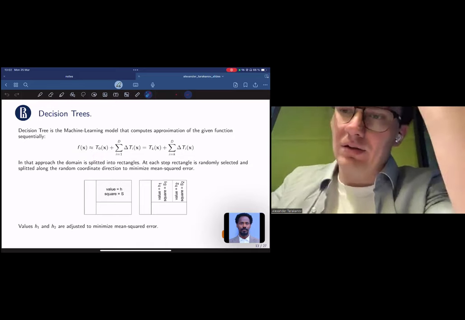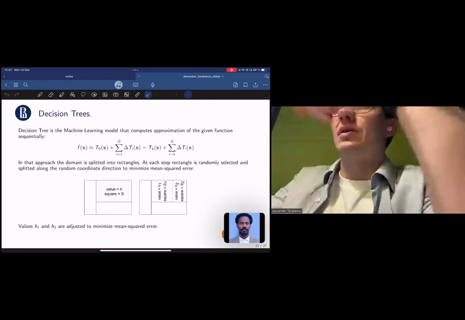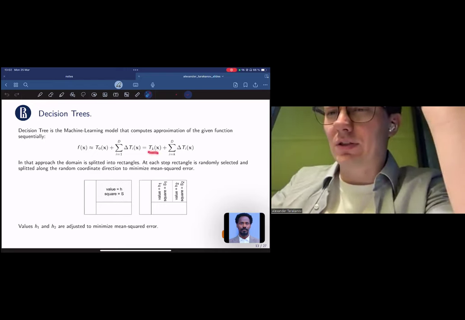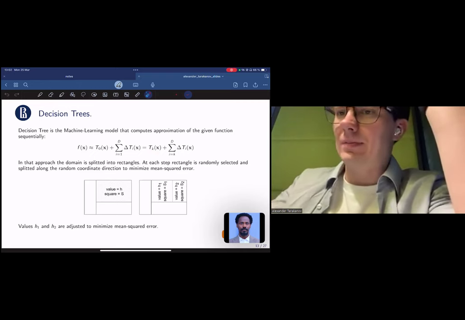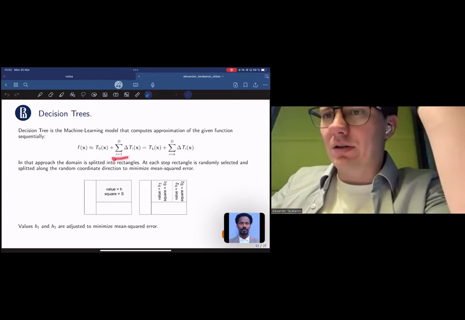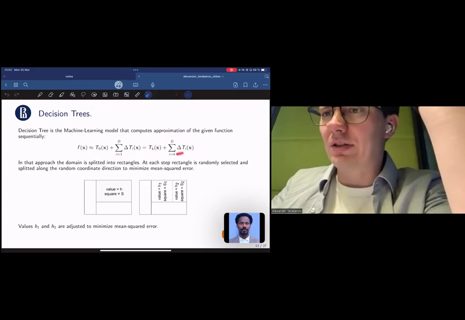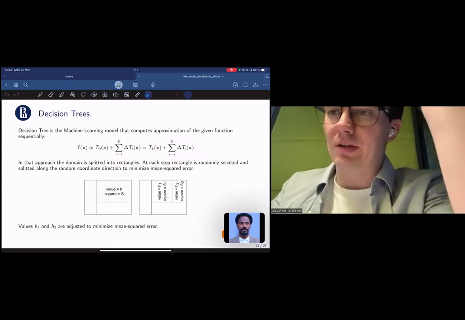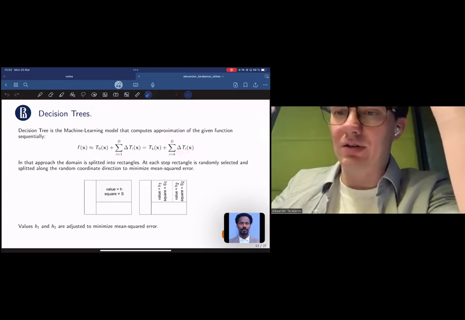And then at each step, you modify the function t. So you have a sequence of decision trees, t sub k. This is one of the ways of writing this. This delta t is simply the difference between the next one and the previous one. For some reason, in our work, it's important to write it in this form.